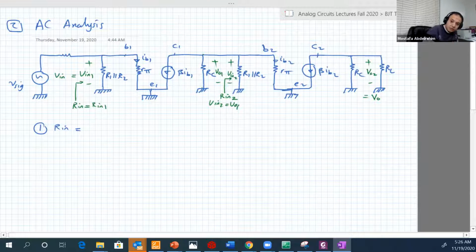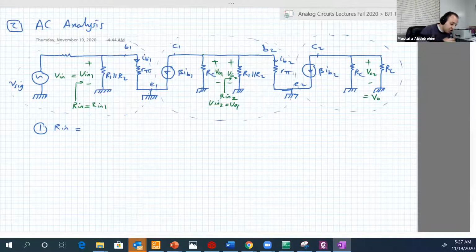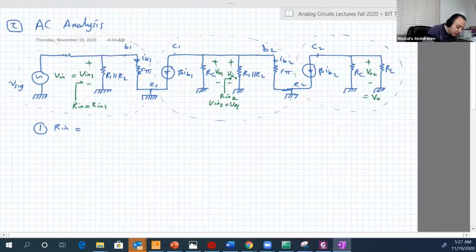So when we look here, remember this portion of the circuit is isolated from that portion, and from that portion as well. So the 3 portions are isolated, okay? So basically, just by looking into the circuit here, you find that our input is actually equal to R1 parallel R2 parallel R pi.